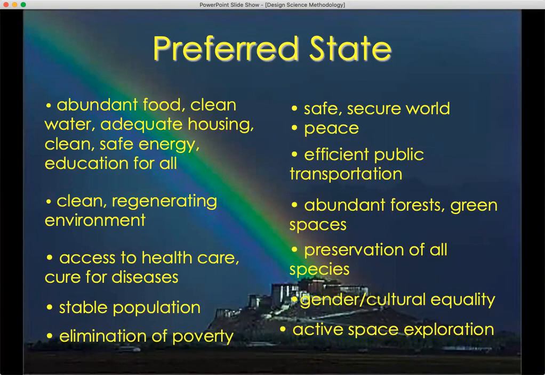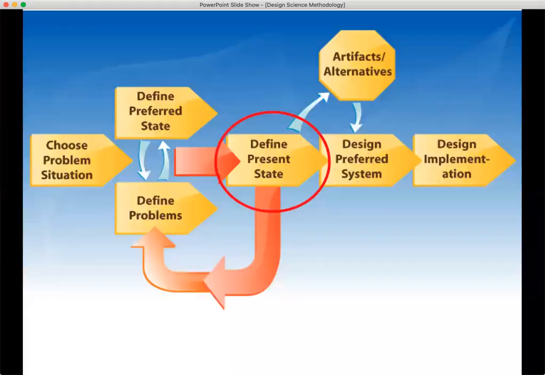And for the planet, they said the preferred state is that everybody ought to have abundant food supplies, clean water, adequate housing, clean, safe energy, education for all, a clean, regenerating environment, access to health care, a cure for diseases, et cetera. If you stand back and summarize it, it's meeting the basic human needs of everybody on the planet, fulfilling basic human rights, and regenerating the environment. So that was their preferred state for the planet.